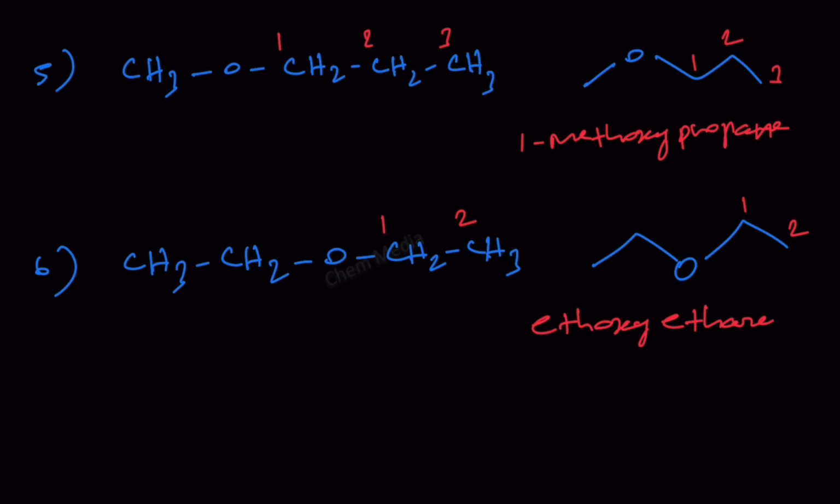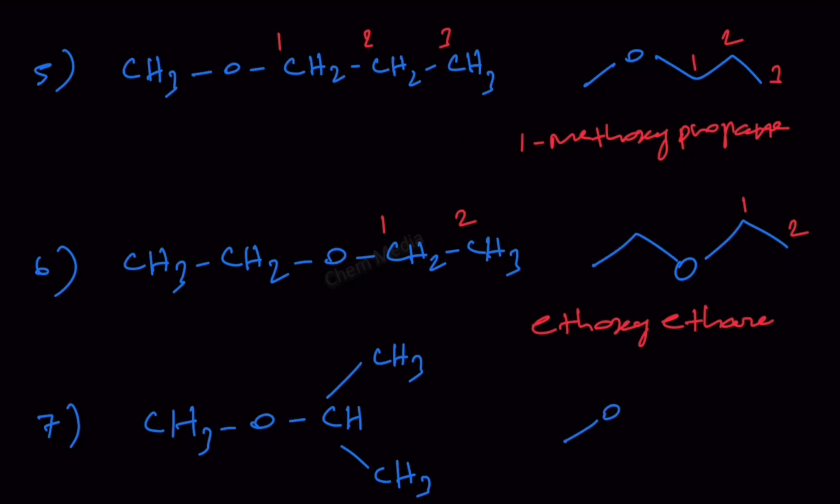And then number 7, we can also write 2-methoxy propane. That is basically, on one side a methyl group, and on the other side an isopropyl group. So CH3OCH(CH3)CH3. And the corresponding structure in bond line notation will be 1, then an oxygen atom, and then 1, 2, and then put a methyl group here.